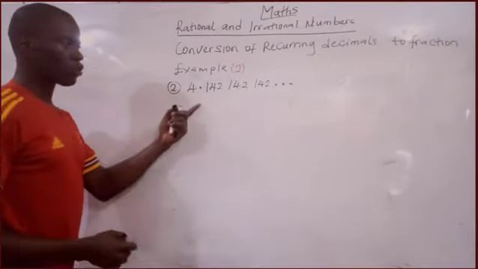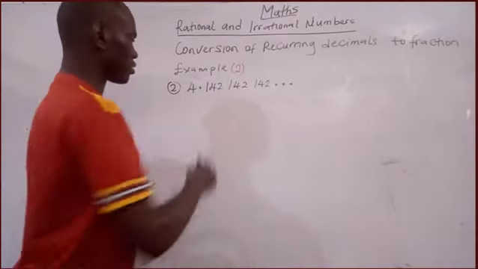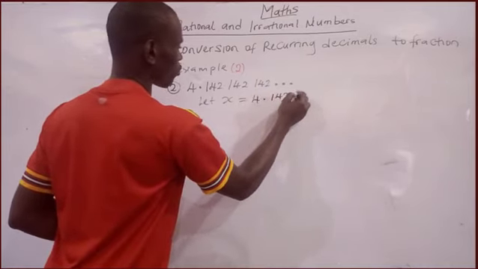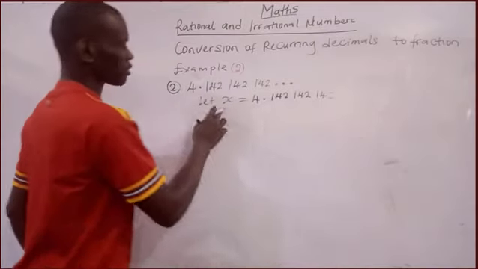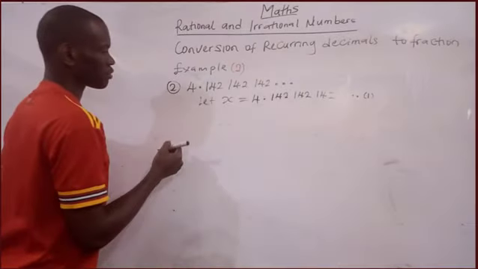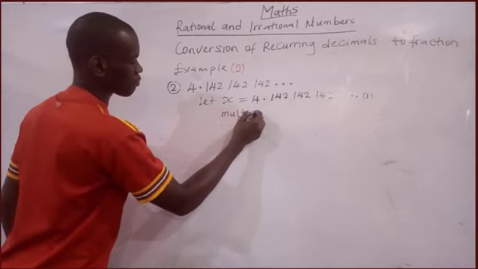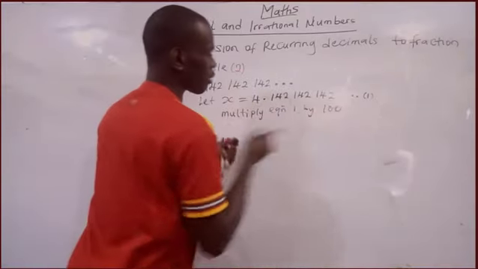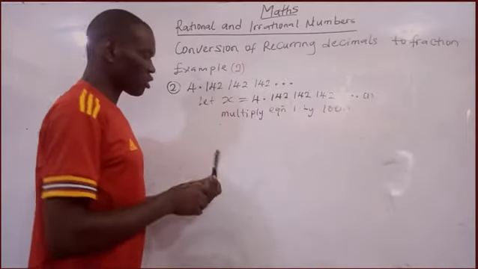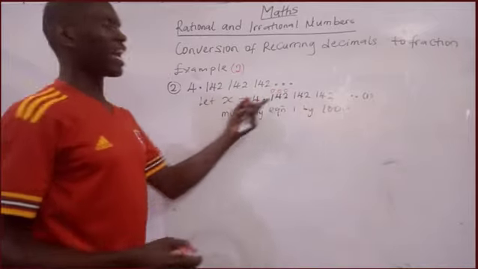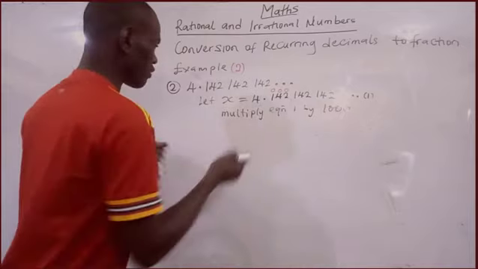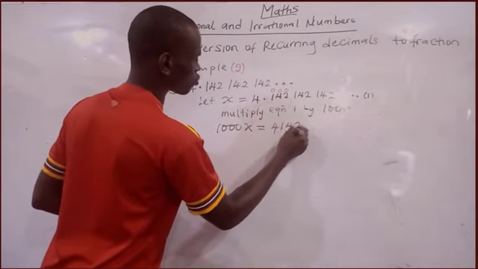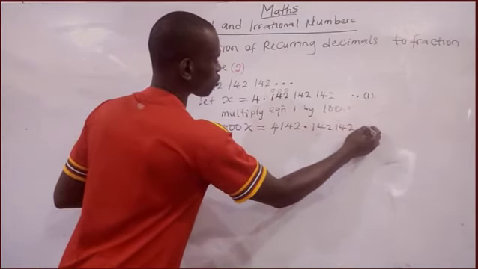Let's look at another example. Let us convert this number to a fraction. Remember the first step. Let x equal 4.142142142. x equals this, call it equation 1. Then multiply equation 1 by 1000. The reason is that if I represent this number as a terminating decimal, I have 3 decimal places. So we multiply by 1000. If I multiply by 1000, I will have 1000x equal to 4142.142142. Call this equation 2.